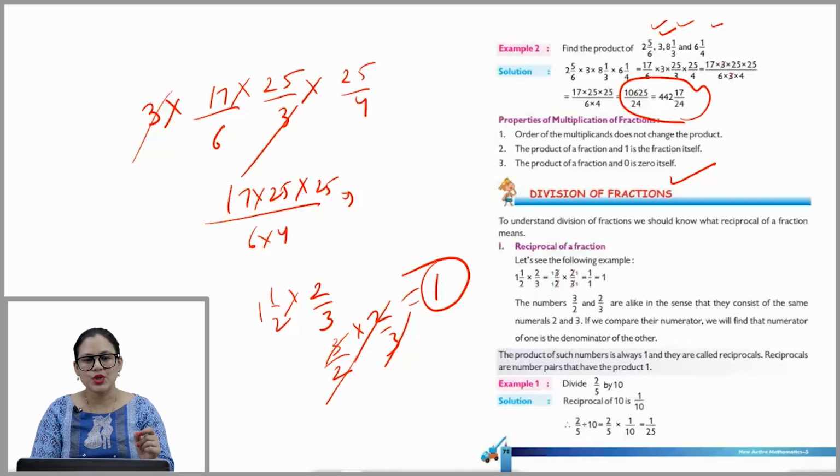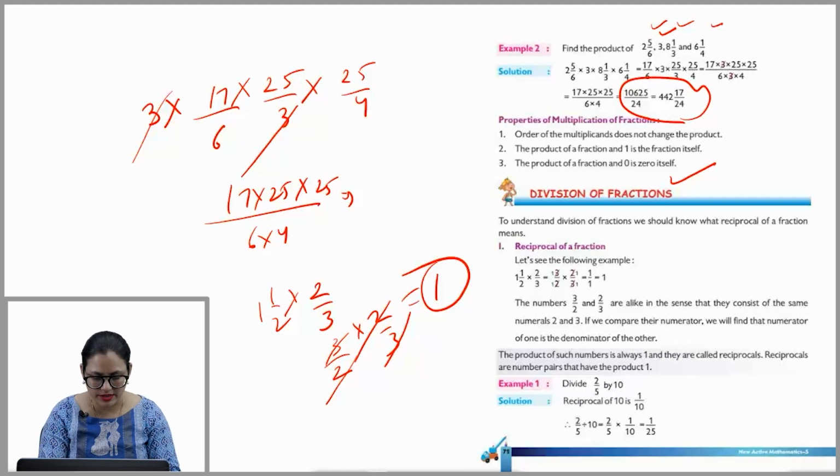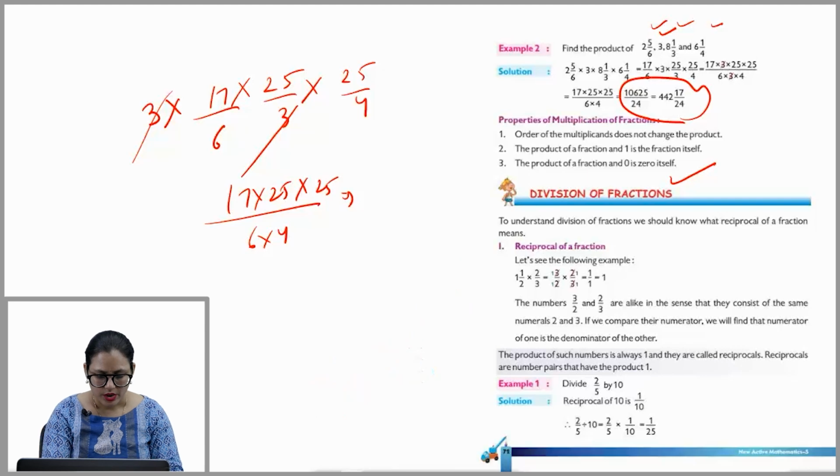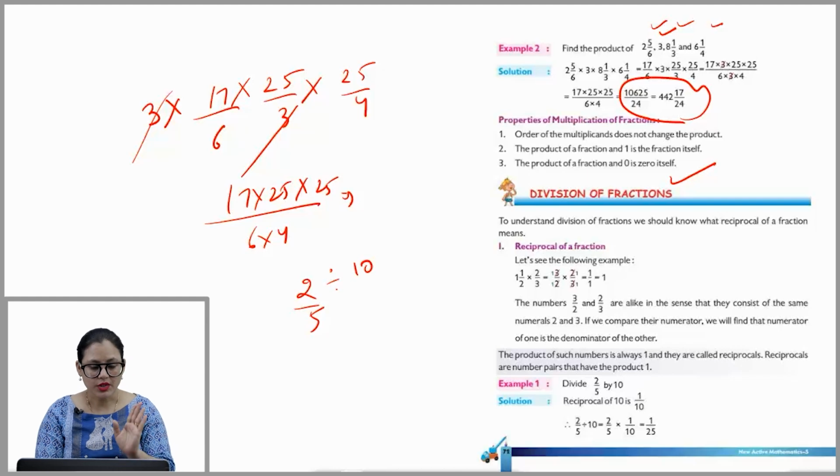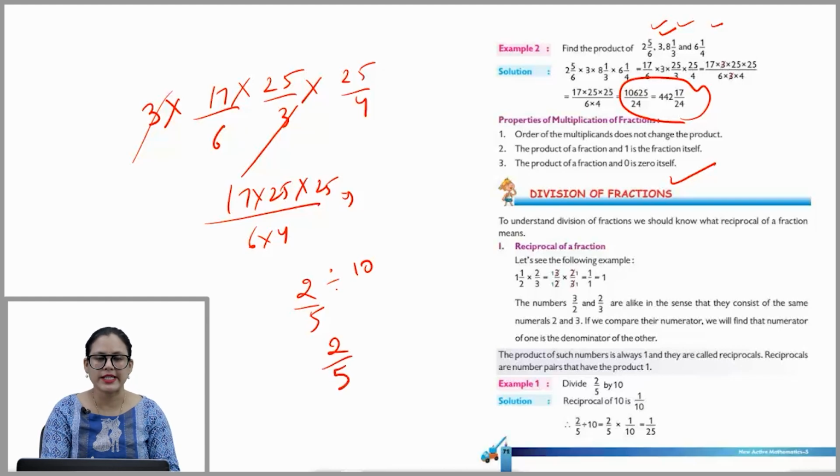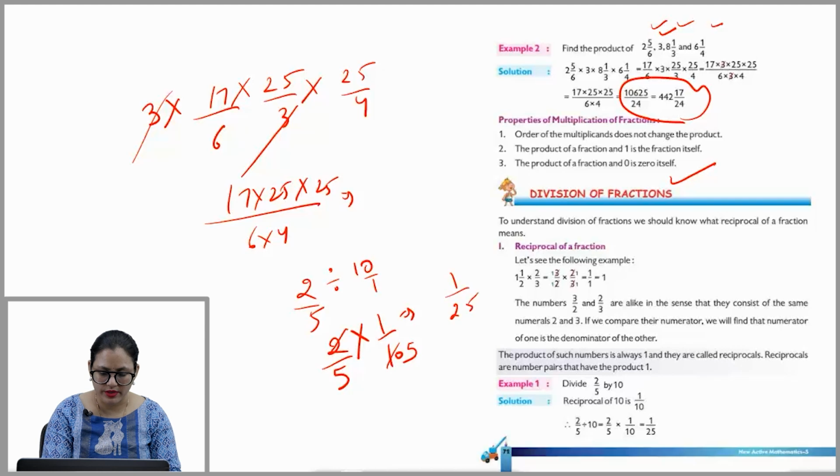Example, divide 2 by 5 by 10. So what will you do? 2 by 5, we will write as it is, and since here is division, we will write the sign of multiplication and then do the reciprocal of the number 10. The reciprocal of this number is 1 by 10. And then we can cancel. 2 5s are 10, so 1 upon 25 is the answer.